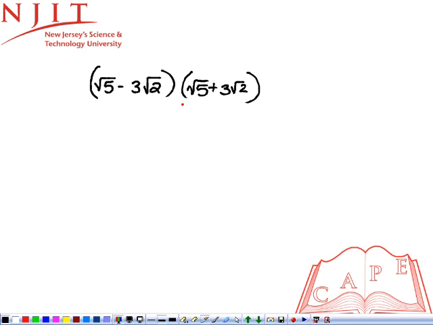So let's try it. I'll draw the arrows again, just to make you feel more comfortable with what I'm doing. Let's start with the first term here. We have radical 5 times radical 5. Again, radical times a radical just gets rid of it, so that just simply gives you 5. The second term, radical 5 times 3 radical 2, simply gives us 3 times radical 10. Okay, that's it for the first term.